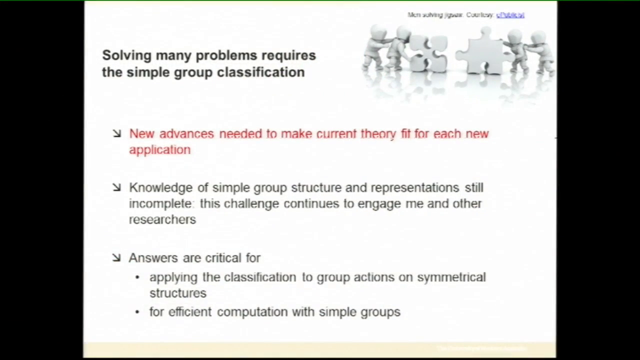So what do all of the largest, the maximal subgroups of the simple groups look like? In what ways can we represent the simple groups compactly, say as groups of matrices or groups of permutations? And what elements would be obtained frequently if we were to make random selections from a simple group, and indeed from any group? Solving many problems requires the simple group classification, and new advances are needed to make the current theory fit for each new application.